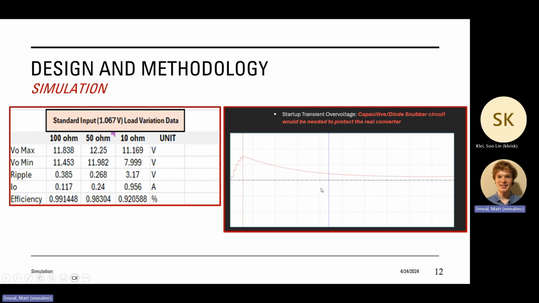The only issue, as you can see over on the right, is the startup transient. It's really, really high. So we probably need a snubber circuit or some kind of diode to protect that. It's almost double the 12-volt output that we want over here at the beginning.